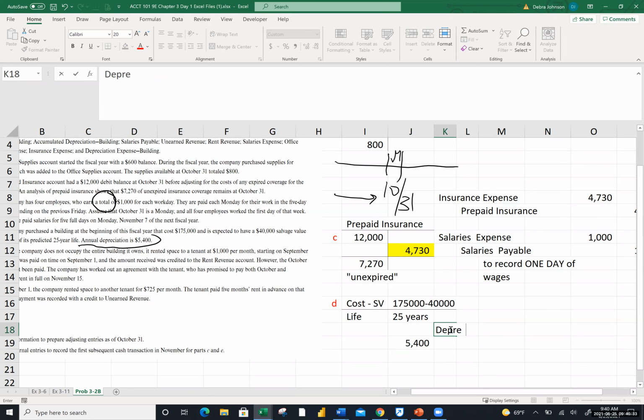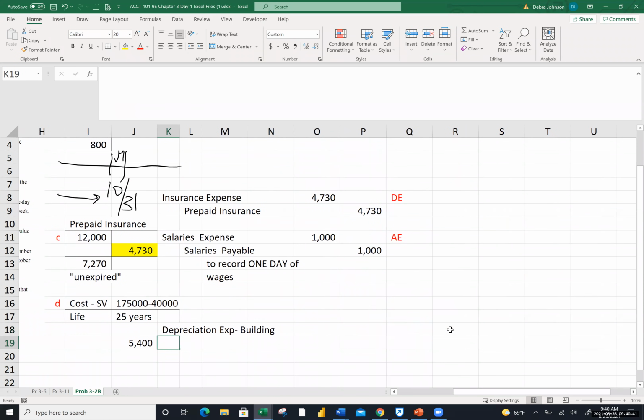So depreciation expense for the building and accumulated depreciation on the building for the 5,400 that he gave us, but you guys should be able to calculate.